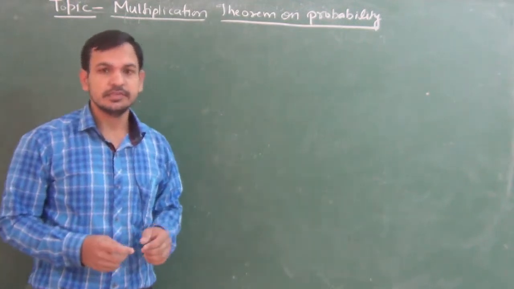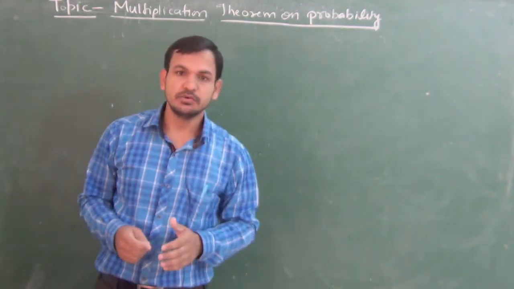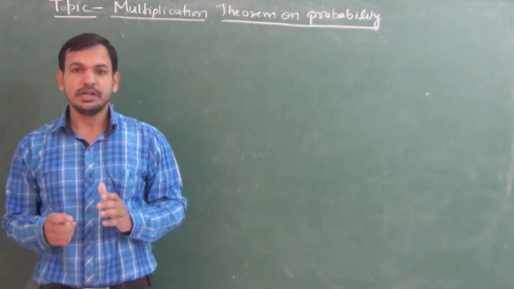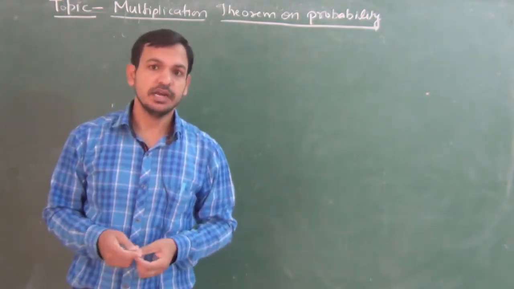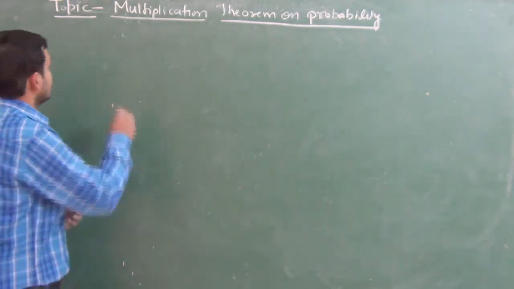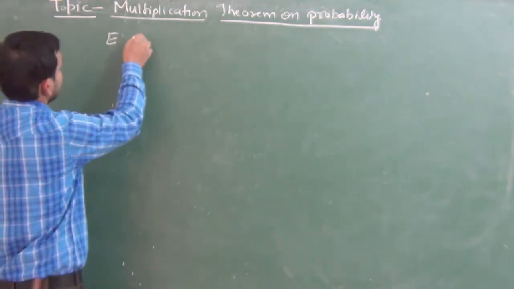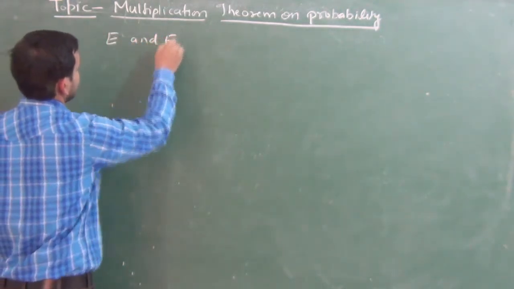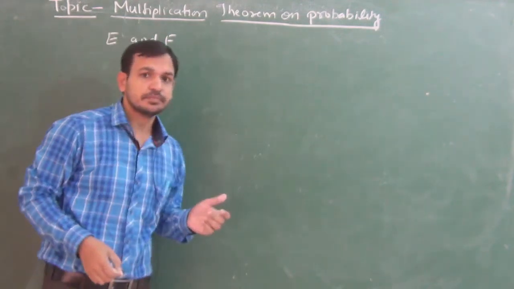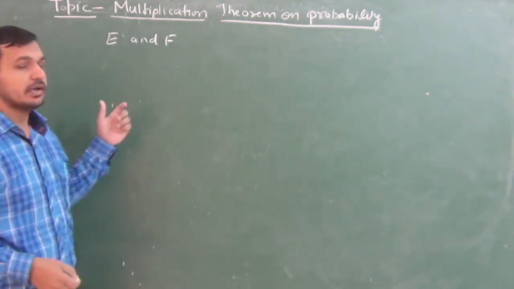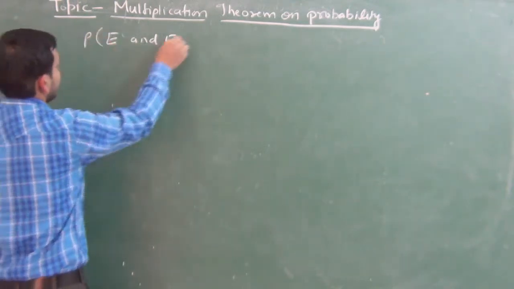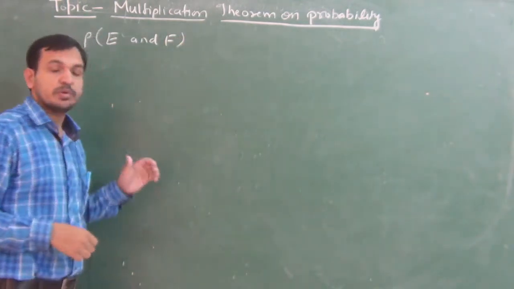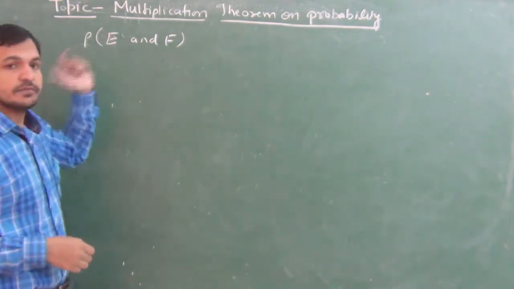Students, there are cases when we need to find the probability of occurrence of two events simultaneously. Suppose that we have two events E and F in a given sample space, and we want to find the probability of E and F. It means the probability of occurrence of E and F together.